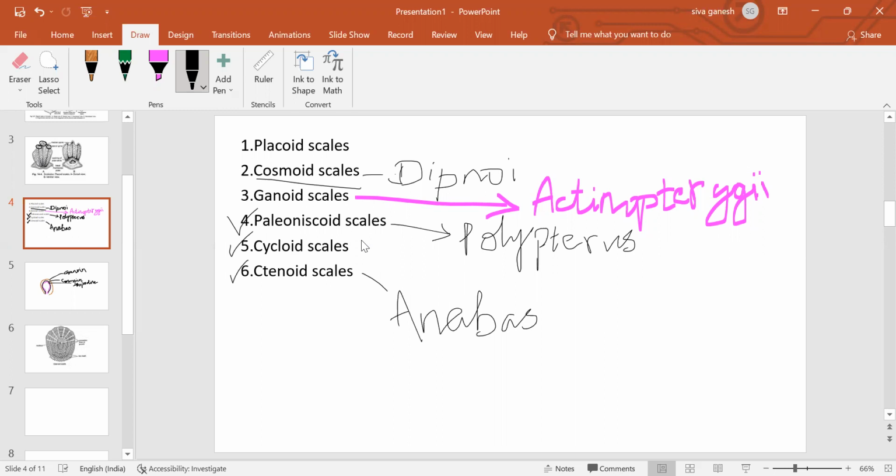Why are scales important for fishes? Because they are exoskeletal structures which prevent the fish from desiccation, prevent friction from the water, and protect from predators. These scales mainly give shape to the fish, so scales are very important. These are the exoskeletal structures of fishes. So this is about the scales of fishes.